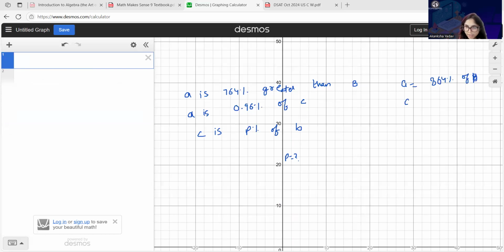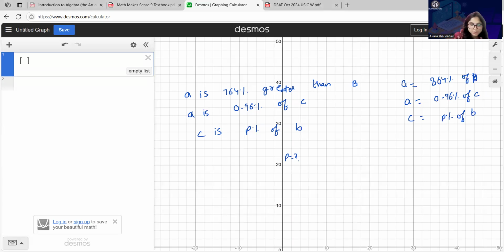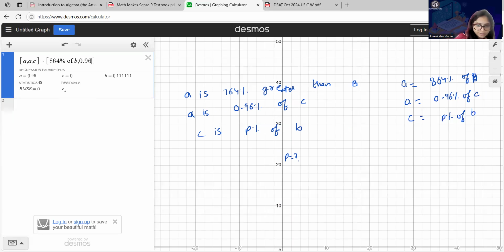Now A is 0.96% of C. And now C is P% of B. So now what I would be doing? I'll be using the same approach. I will be writing it in the list form and I will just be writing the left hand side. So it's A, second one is also A, third one is C. And instead of equal to sign, I'll be writing the equivalent sign. And again, I'll be forming a list. First one is 864% of B. Then 0.96% of C. And then P% of B.